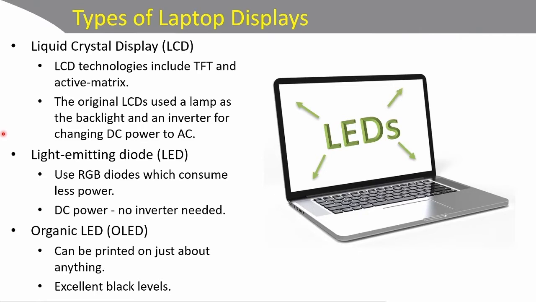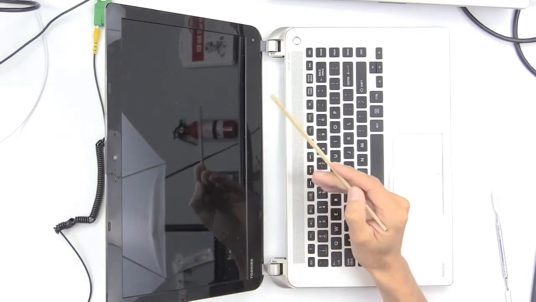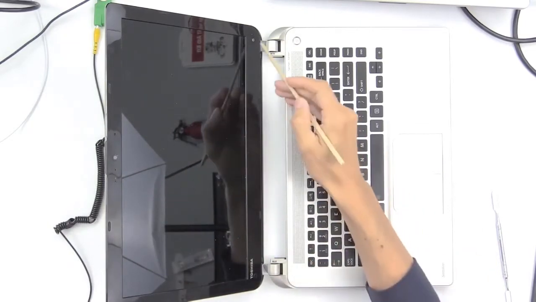Let's take a look at an LED display, also known as an LED LCD now. Okay, so here we have a laptop, and basically to get the display out of here, to get the actual display out, we have two screws on the bottom.